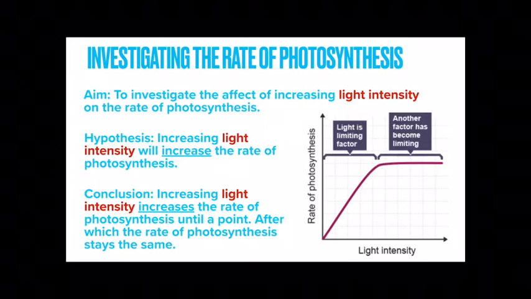Does that make sense? So recap: in the first half, when it's going up, I know the light intensity is the limiting factor because my graph shows that as I increase light intensity, I'm increasing the rate of photosynthesis. But in the second half, increasing the light intensity does not increase the rate of photosynthesis. So in the second half, the light intensity is not the limiting factor. There must be something else limiting the reaction.